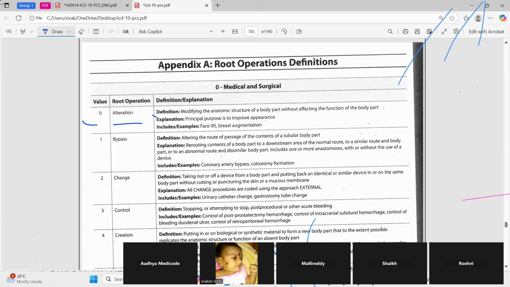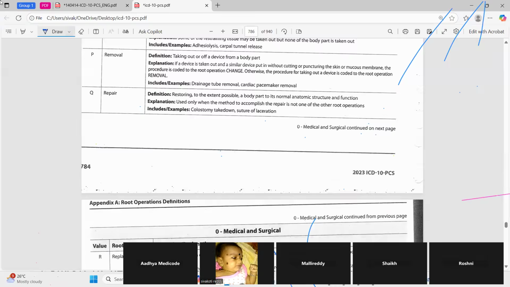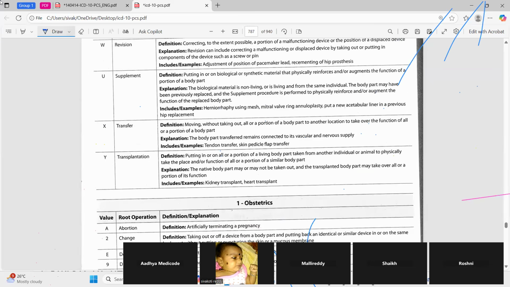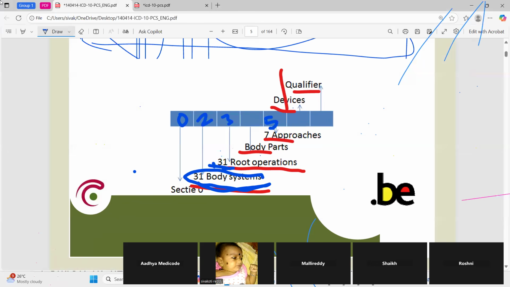root operation meanings. Here you will find them by value, from 0 to Y, first numbers, then letters. But I will explain based on the similarity of each root operation. So these 31 root operations are divided into 9 groups, based on the similarity of the root operations.